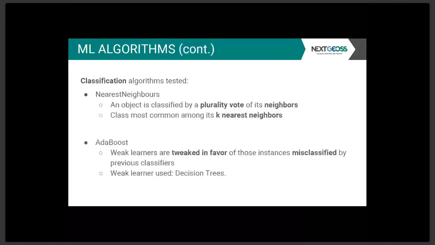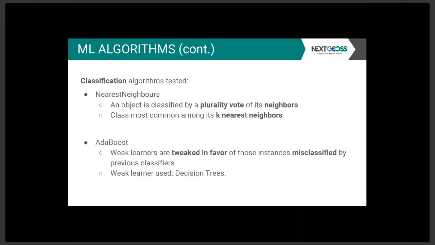We also look at the nearest neighbors algorithm. This algorithm classifies each element based on the class of its neighbors, and also AdaBoost. In AdaBoost, we have the concept of weak learners. In our case, our weak learners are decision trees, and we train each weak learner, and the next weak learner to train will take into account and will be tweaked in favor of those instances that were misclassified by the previous classifiers. So we adapt continuously to the errors we are making in the process.